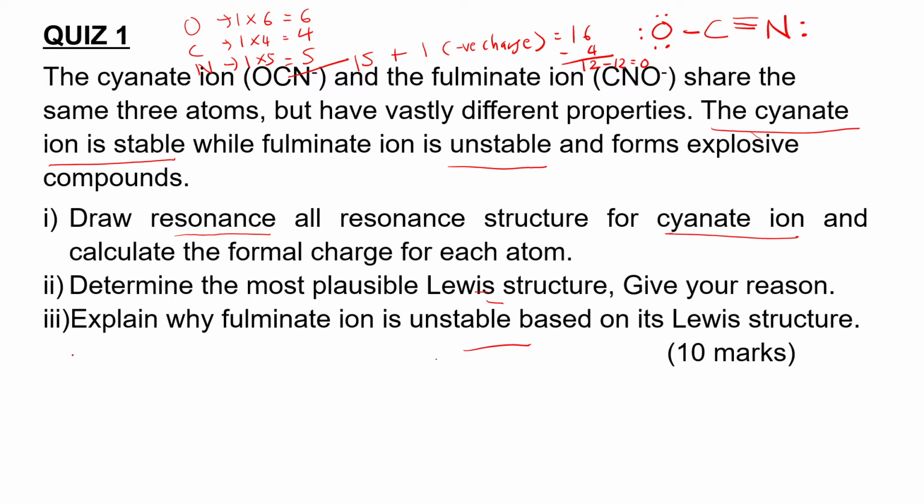So make sure before we draw the resonance structure, all terminal and central atoms are octet. So we have oxygen, C triple N and lone pairs. Okay, and calculate formal charge for each atom. So formal charge for this oxygen is 6 valence electrons minus the number of electrons around oxygen. Okay, after this we will calculate. So we draw the resonance structures first.